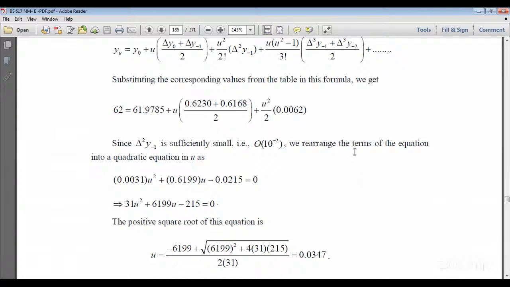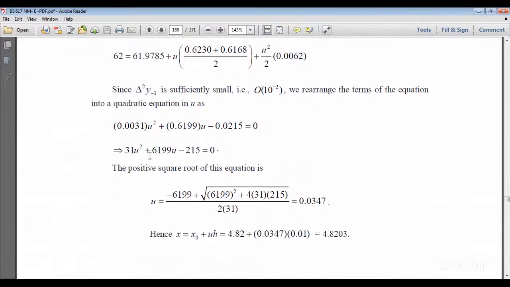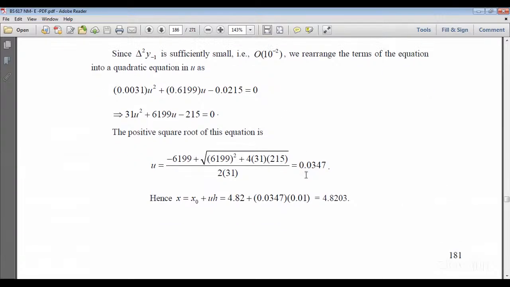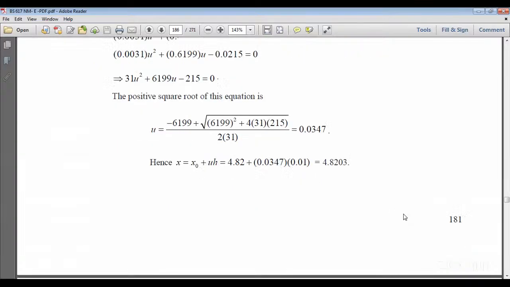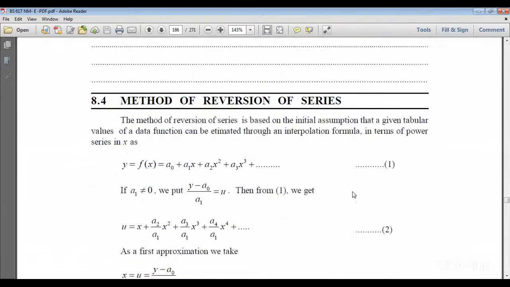So we are using the formula: minus b plus or minus the square root of b square minus 4ac, by 2a. Minus 6.199 plus or minus the square root of 6.199 whole square minus 4 into 0.031 into the constant. So that is the value 0.3407. I am applying here x equal to x naught plus u into h: 4.82 plus 0.003, giving 4.823.